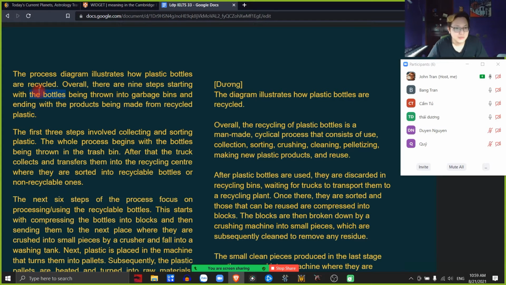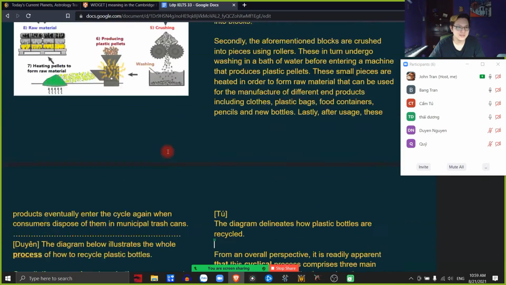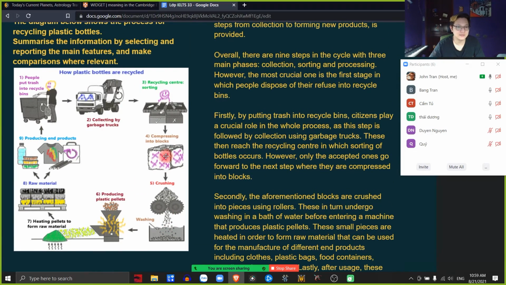With the bottle being thrown into garbage bins and ending with the products being made from, và nó kết thúc với những sản phẩm được làm ra từ những cái sản phẩm plastic. Từ cái nhựa tái chế à? This is 10. This is 9, yeah, 9.